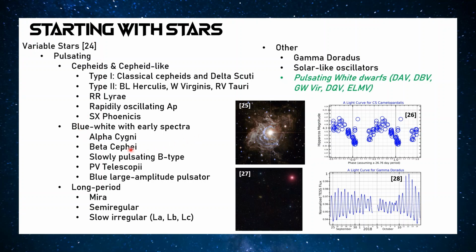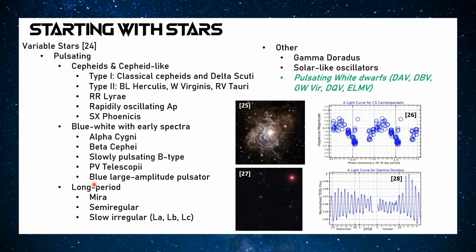So we have Alpha Cygni. It's a variable with non-radial pulsations. Beta Cephei, small rapid variations. These are hot blue-white stars. There's slowly pulsating B types. They're long periods, half to 5 days. Their main sequence stars are 3 to 9 times the size of the sun.